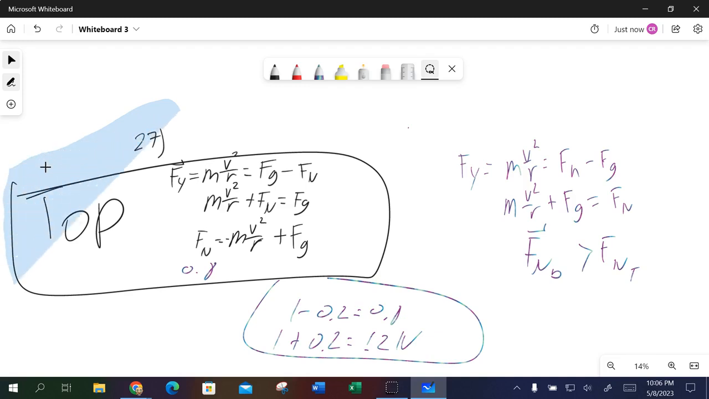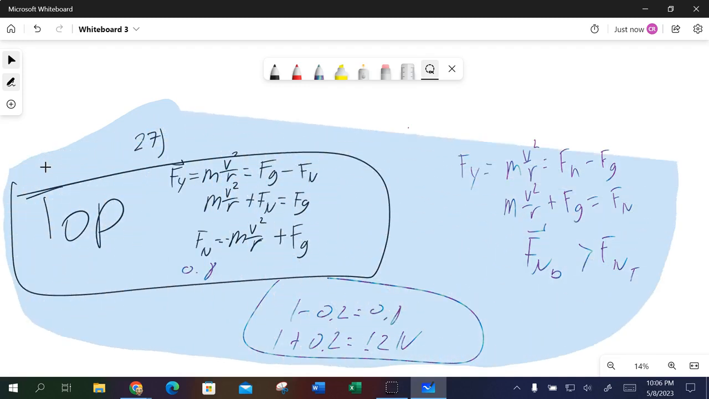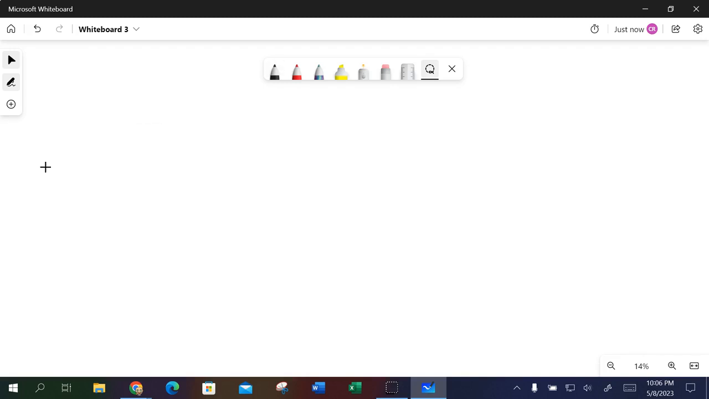Since this is an MCQ, that's all you have to show. You actually don't have to show anything. If this is an FRQ, you have to show a more detailed process.